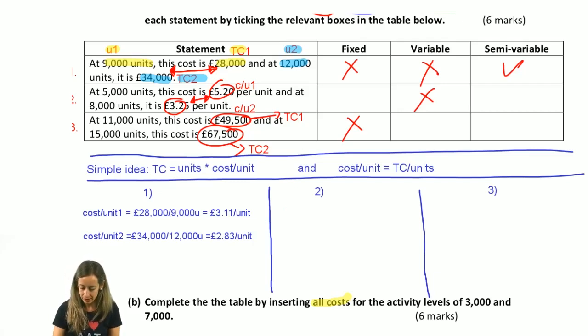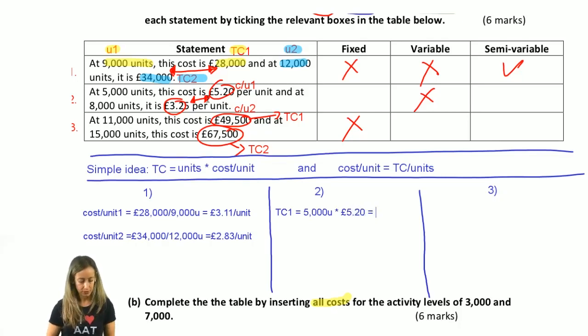In the second cost type, let's think what we're given. We have the cost per unit, so we need the total cost. So total cost 1 is what we have to calculate, and total cost 1 is equal to the first number of units, which is 5,000 units, multiplied by the first cost per unit, which is 5.20. So what is that? Did anybody get it? I think it's coming up to 26,000.